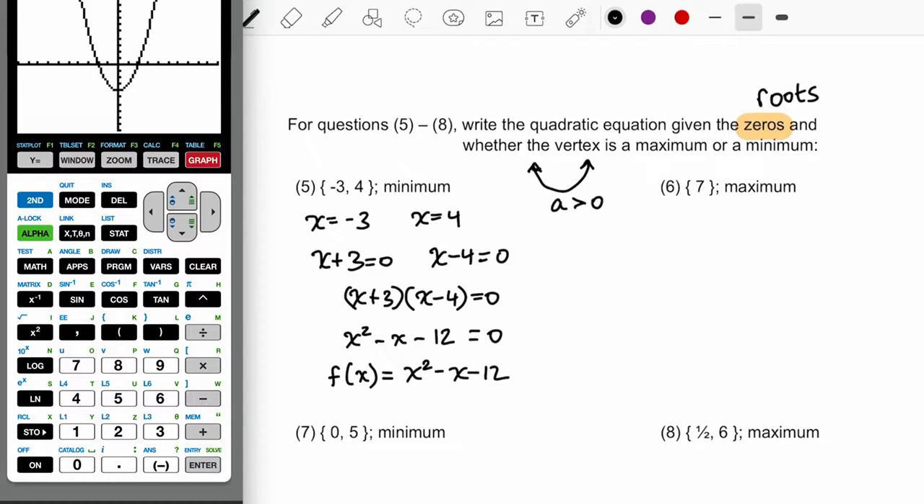All right. For number 6, and this is the last one we'll do together, I'll give you some time to practice. So we have just a 7, all right? And the vertex is at a maximum, opening downward.